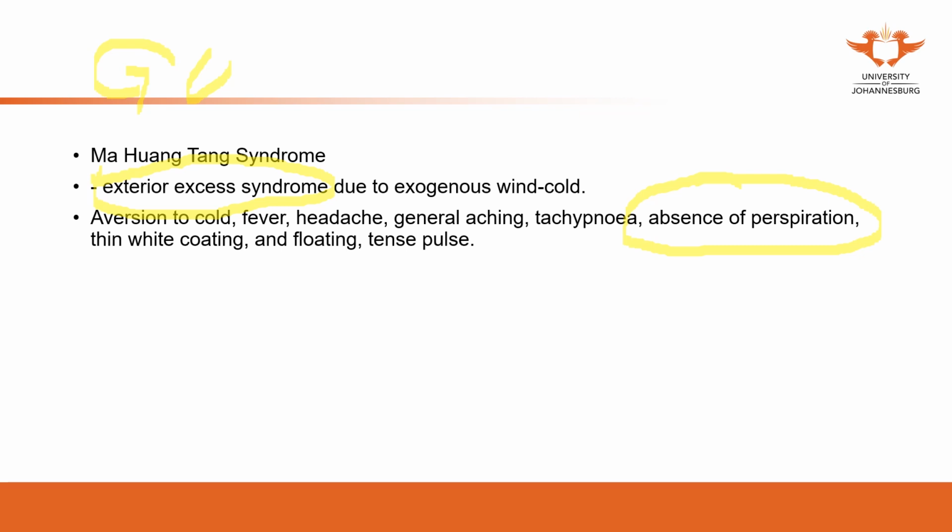So when you see some clauses in the text, especially in the classics, sometimes the author actually refers to the pathogenesis. So our treatments will be based on the pathogenesis. That's why whenever you see absence of perspiration, you can use mahwangtang, because when you say absence of perspiration, you're actually referring to the pathogenesis of a wind cold attack.